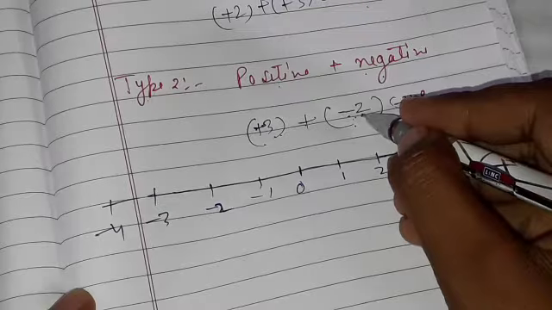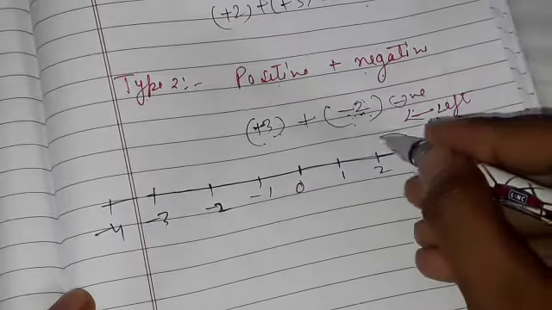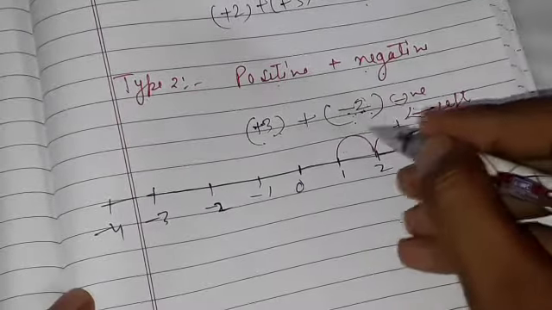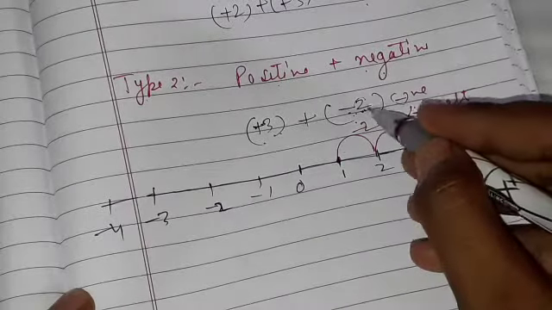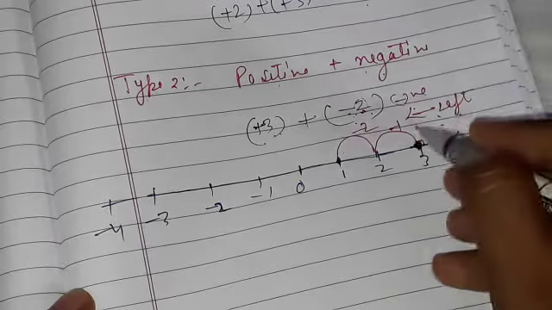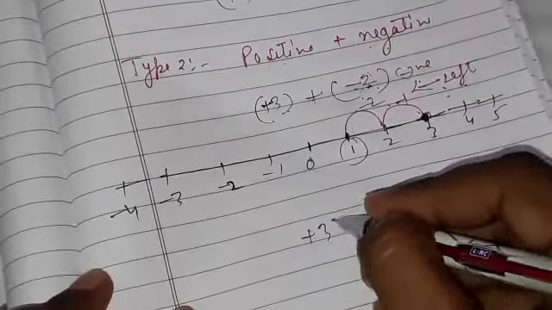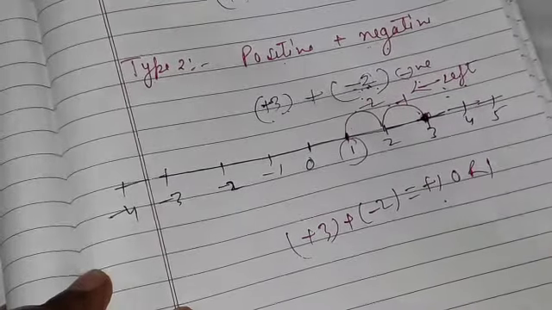But how many steps you have to move left hand side? 2 steps. So class, from here to here 1 step, and from here to here 2 steps. So this is your minus 1, this is your minus 2. So it means 2 steps left hand side. So your answer is plus 3 plus minus 2 is equal to plus 1, or we can say 1.